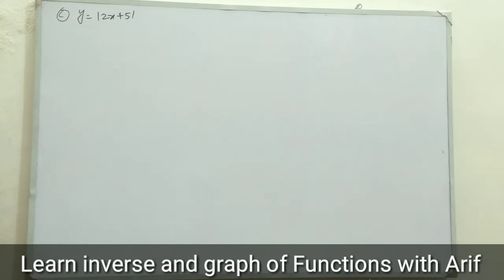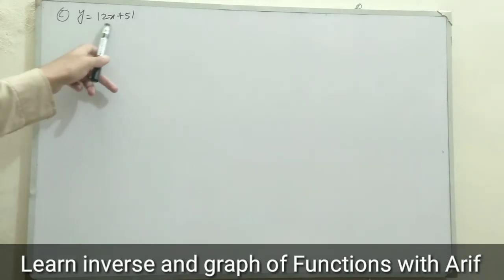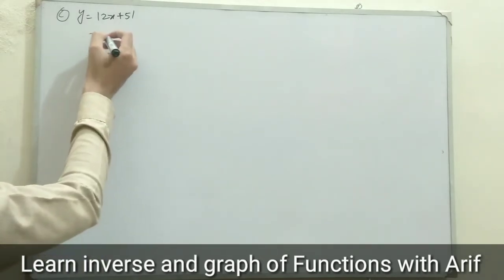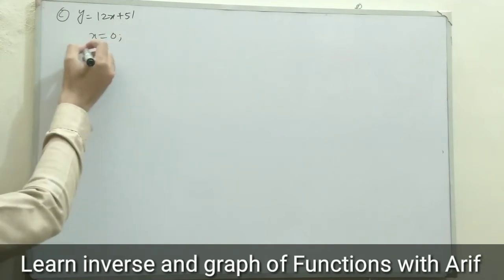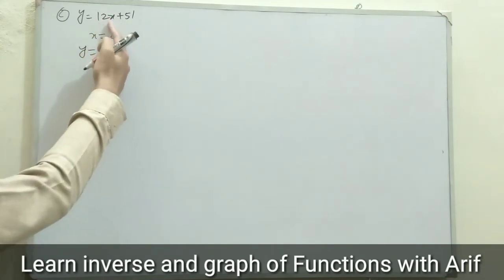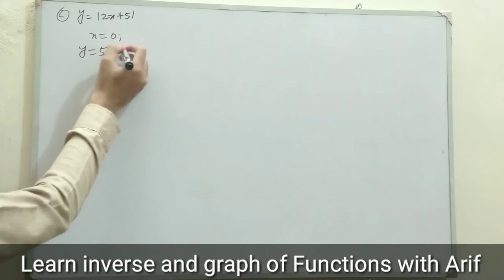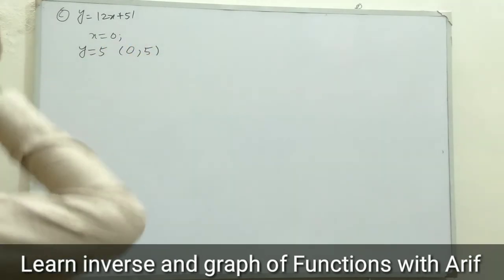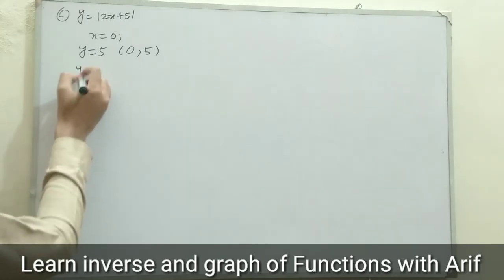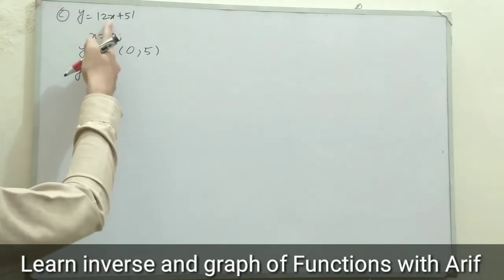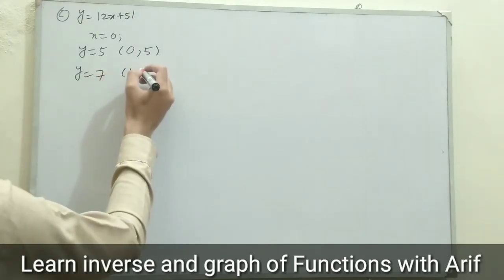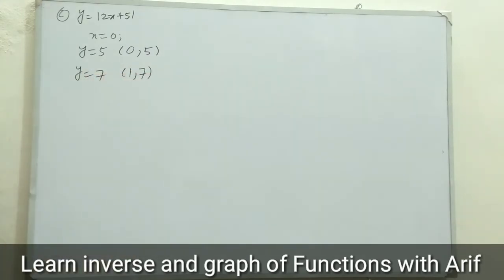Now let's move toward part C. It tells that y is equal to the absolute value of 2x plus 5, and let us draw the graph for this function, this absolute function. Let's suppose I assume x is equal to 0. So y is equal to 2 multiplied by 0 gives us 0, and 0 plus 5 gives us 5. So at x equal to 0, y is 5. Now I assume x is equal to 1. So the value of y will be 2 multiplied by 1 gives us 2, and 2 plus 5 gives us 7. So at x equal to 1, y is equal to 7.